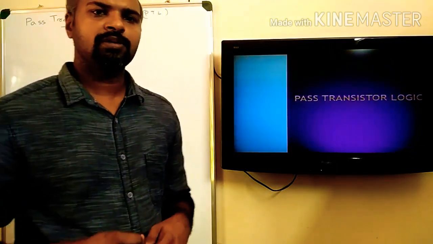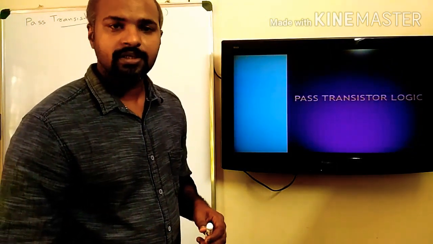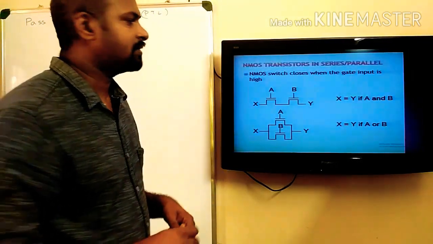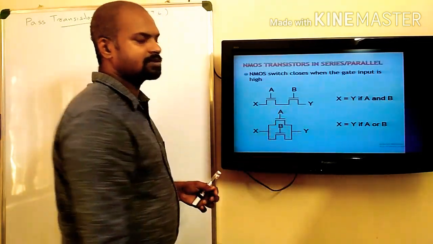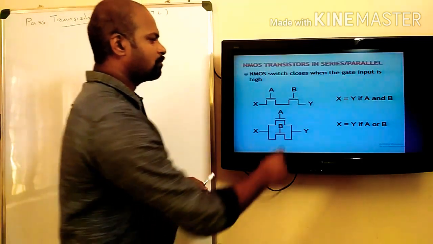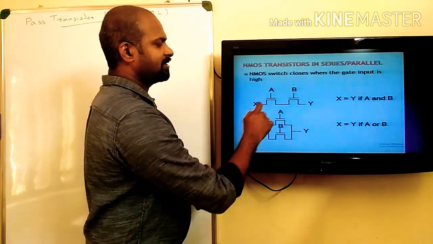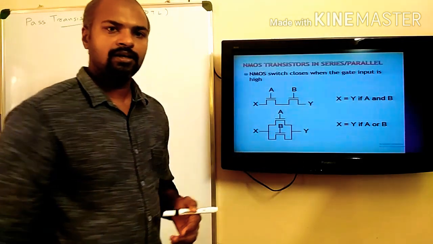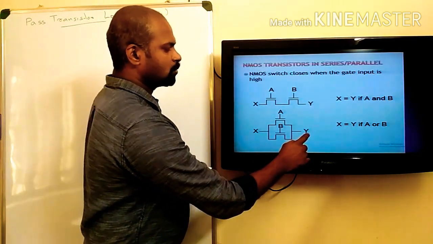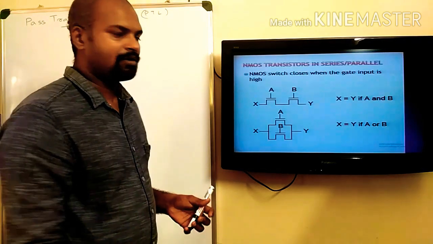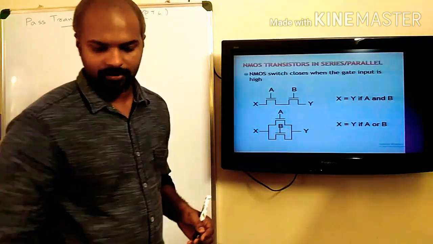Today I'll be discussing pass transfer logic. So now let us take a look at how these transistors behave in series and parallel connections. Here we have two NMOS transistors connected in series. The output Y will be equal to X only if both A and B are logic 1, and in this case they are connected in parallel. So Y will be equal to X if any of A and B are logic 1.